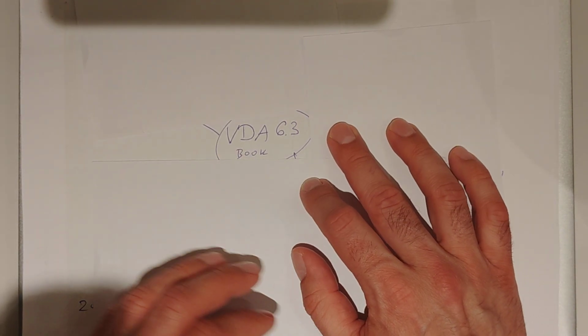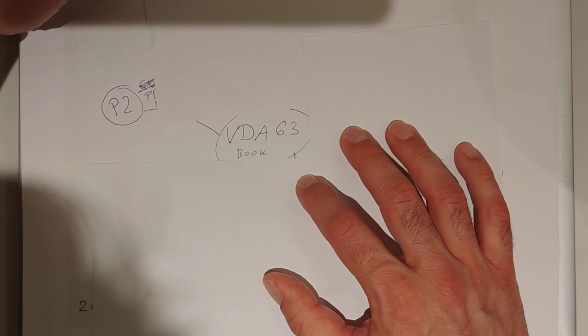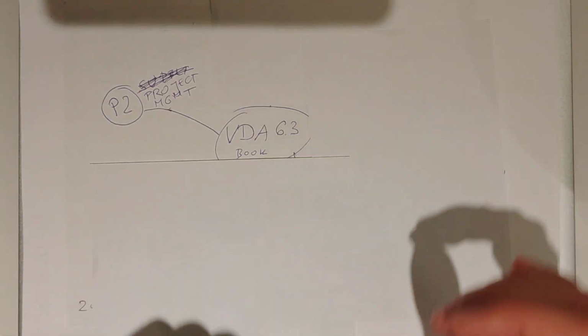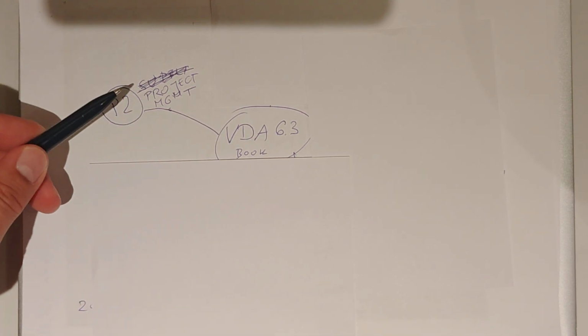So the first process element, the first chapter that I want to talk to you about, is P2. And P2 is project management. What does it mean? That means if you have a supplier, you want to check with them, are they actually able to do projects with you? Your complex projects, it will be for a few years maybe.